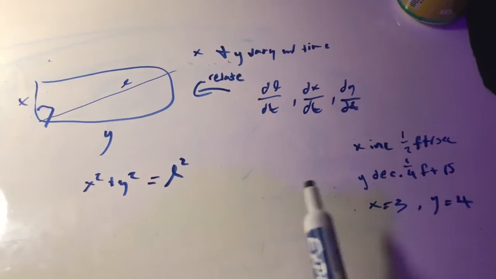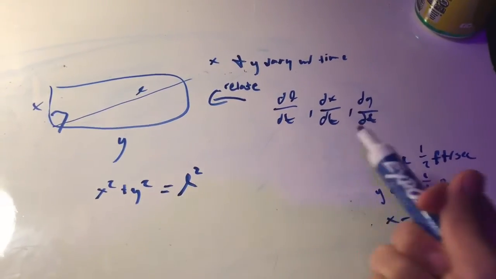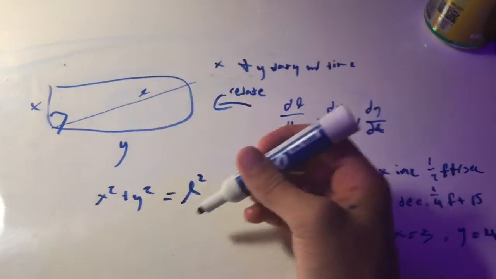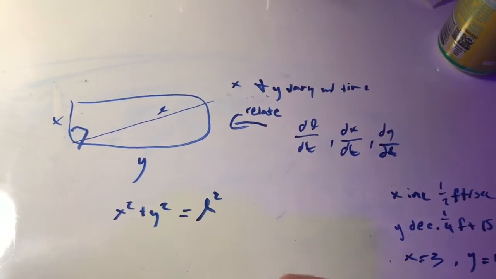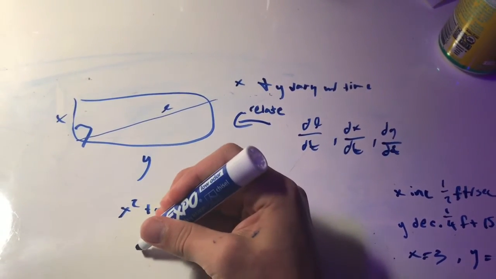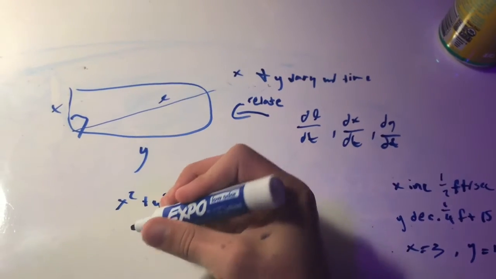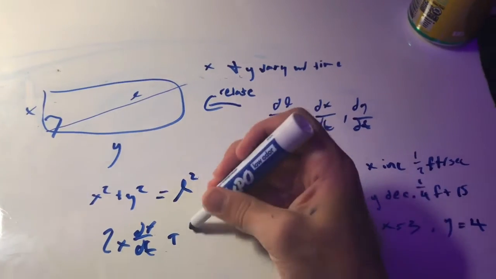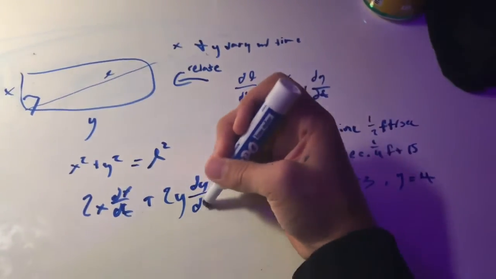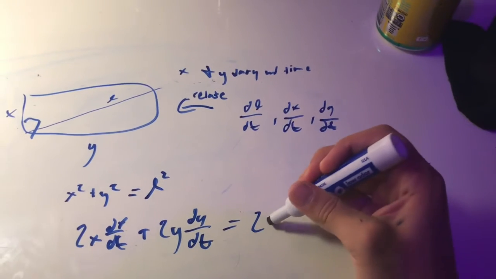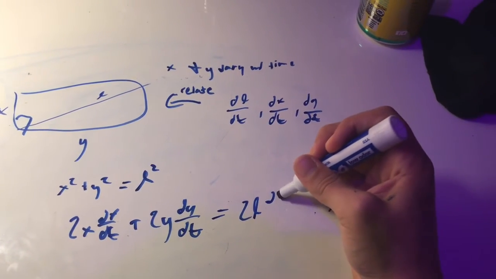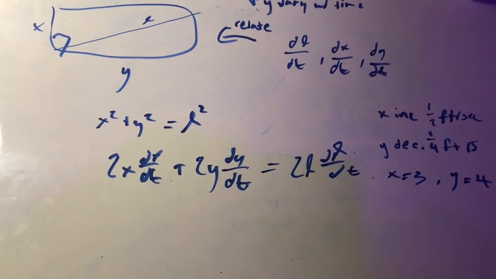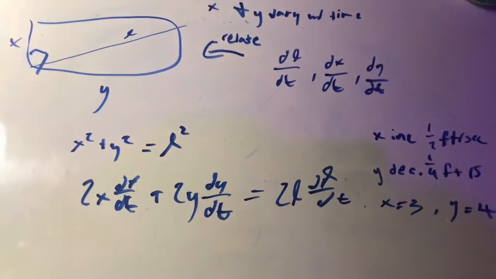So, what if we wanted to relate the rates of change of these if they all vary together, you know? So, we're going to have to do some differentiation. So, we're going to end up with 2x times dx over dt plus 2y dy over dt equals 2L dL over dt. Easy, okay. All right, so that is the thing that relates the rates.